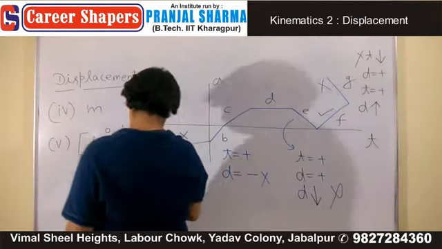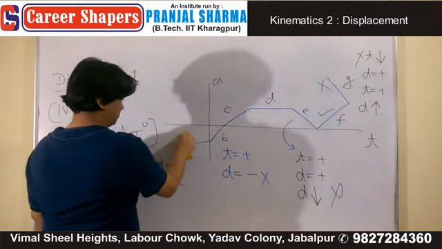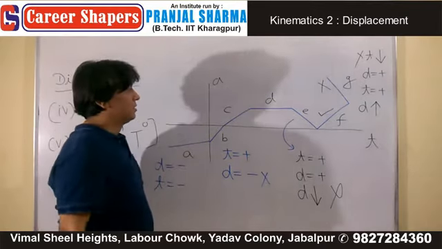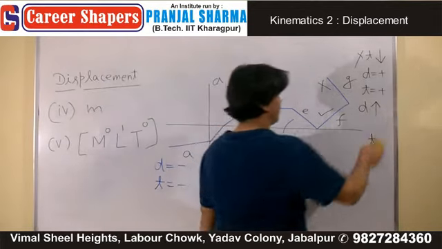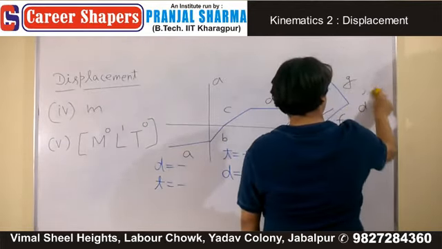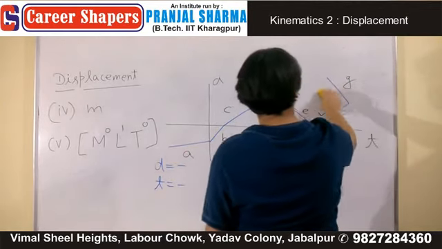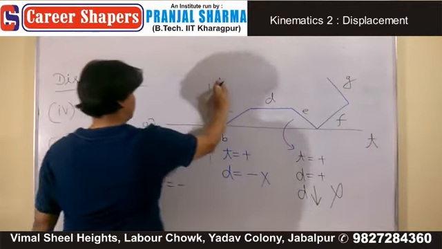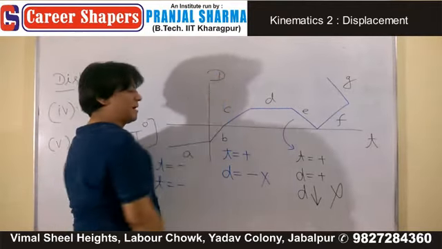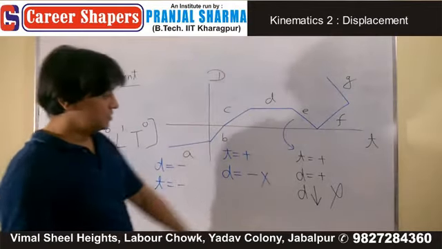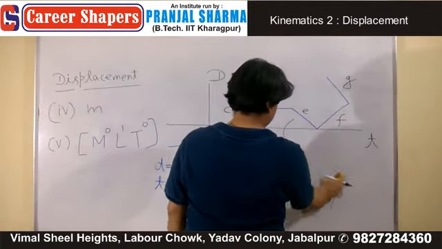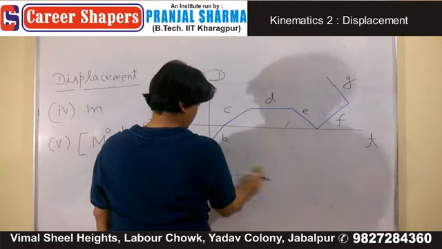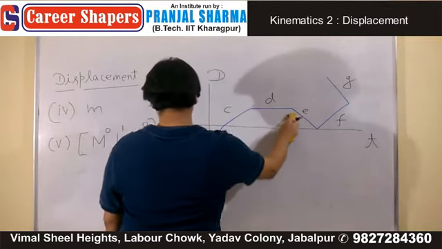Now suppose I gave you this graph at the same time. You do one thing, draw the same graph again, but this time replace your small d with capital D. Capital D for displacement. And this is your time axis. These are the different portions. Now tell me which portions are correct in this graph.